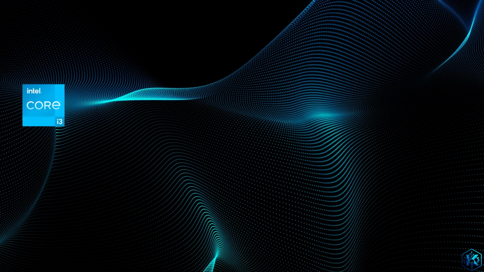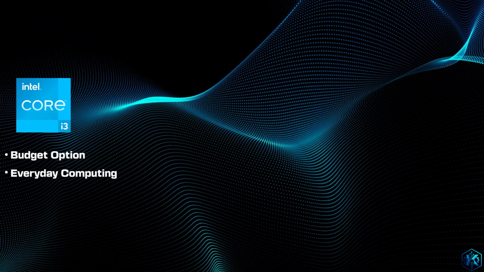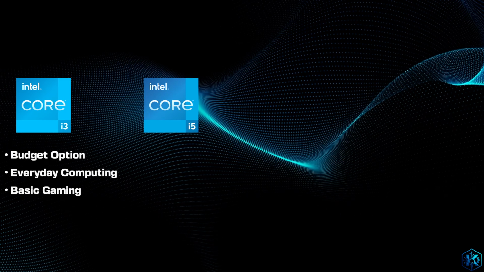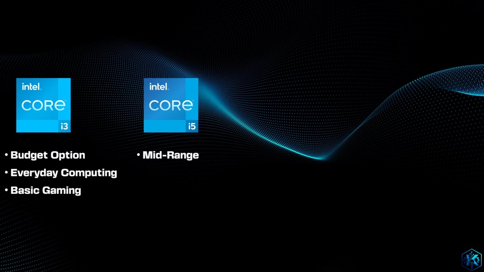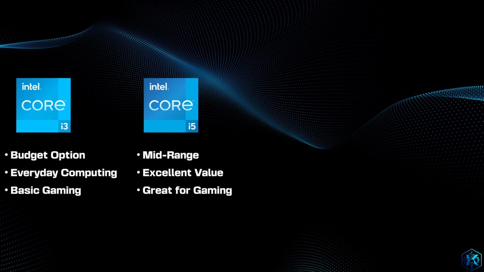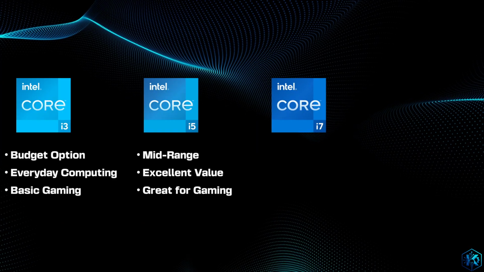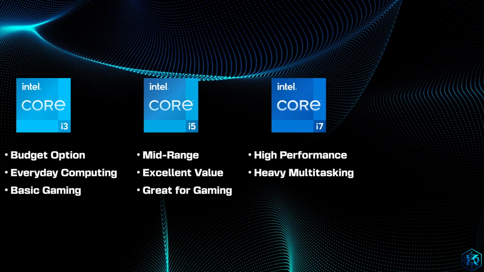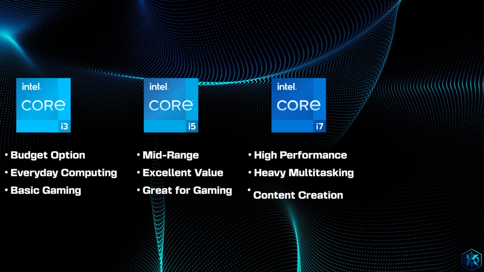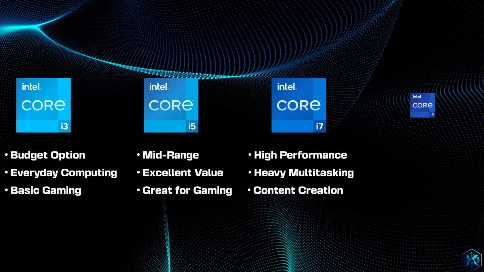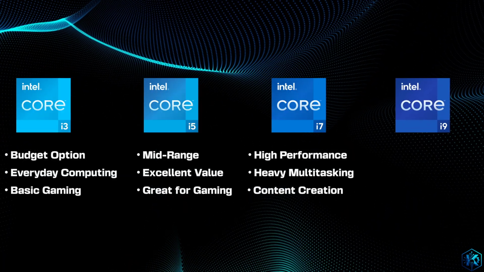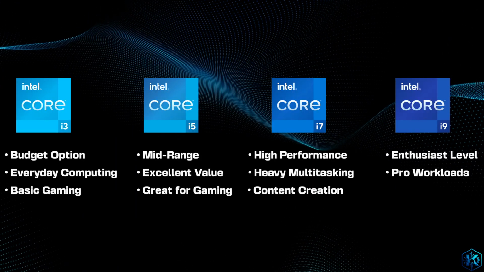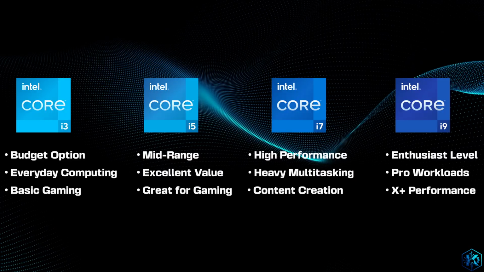The Core i3, this is the budget option. It's for everyday computing and basic gaming. The Core i5 is the mid-range option. It has excellent value and it's great for gaming. The Core i7 is the high-performance option. It's for heavy multitasking and advanced level content creation. And lastly, we've got the Core i9. This is the enthusiast level. It's for professional workloads and extreme performance.